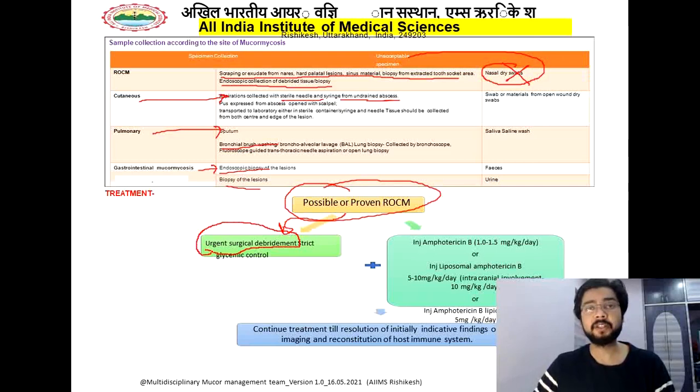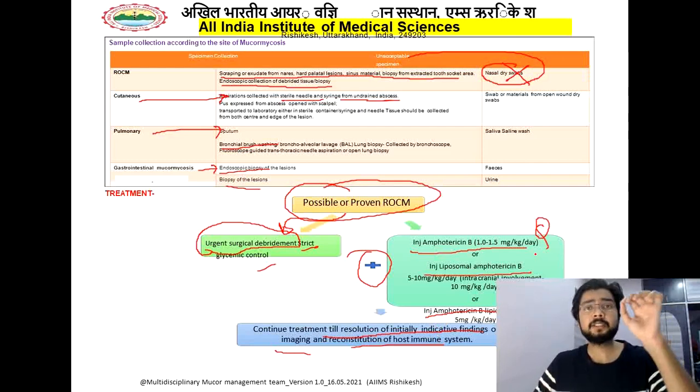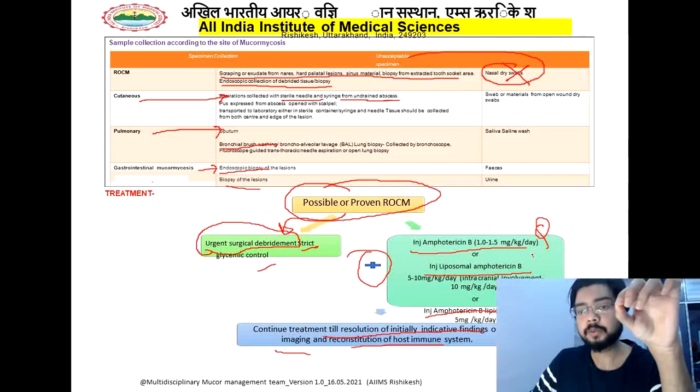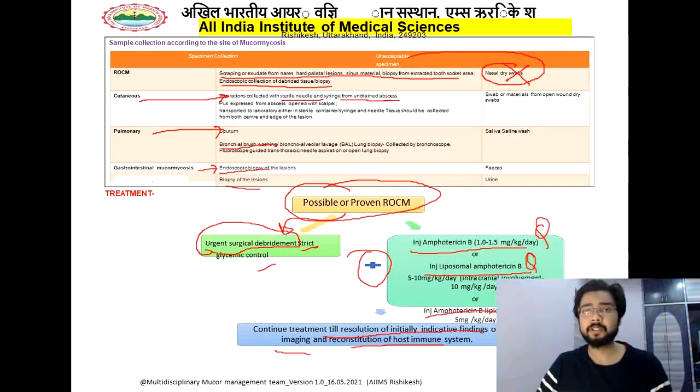This is very fatal in progression. Urgent surgical debridement and strict glycemic control, followed with injection amphotericin B or liposomal amphotericin B or amphotericin B lipid complex, right? And continue treatment till resolution of initial indicative findings on imaging and clinically patients get better. Now the point to note here is, note the dosage in your notebook. You might forget these are volatile, so you have to note there are different dosages for all these amphotericins B.